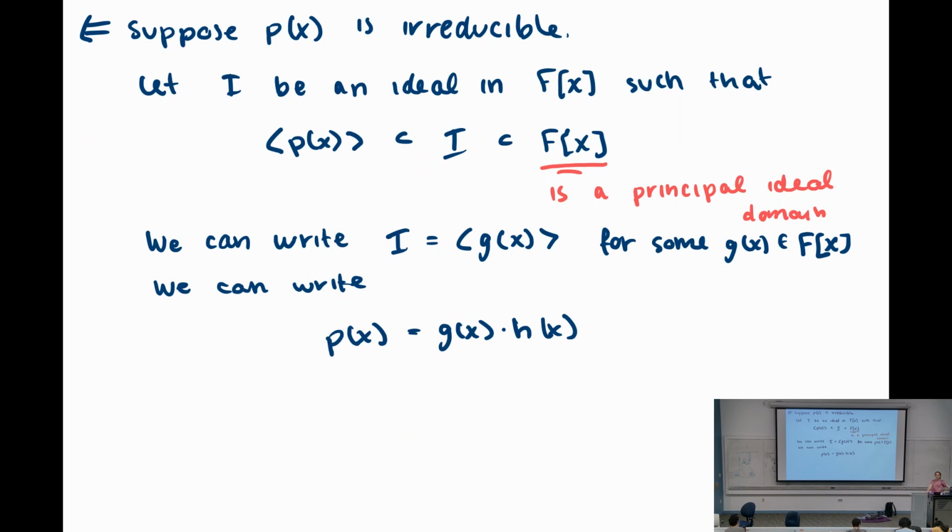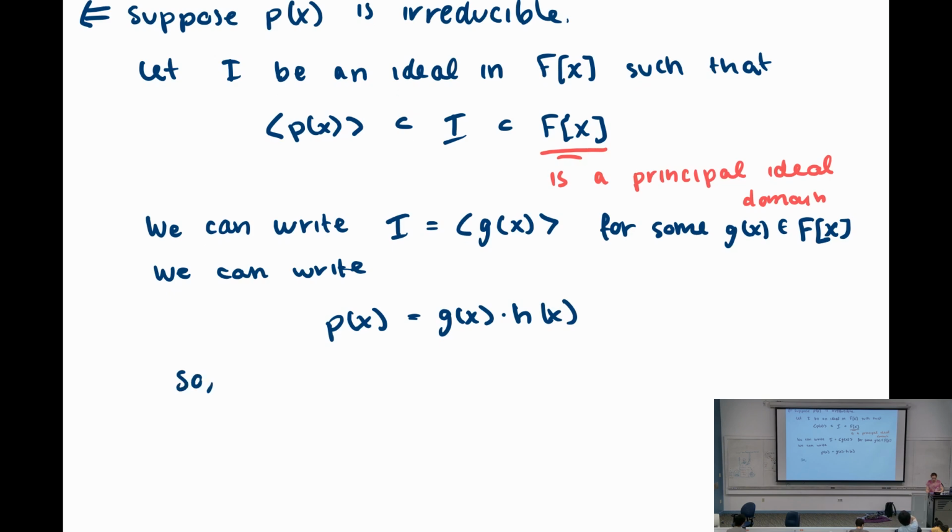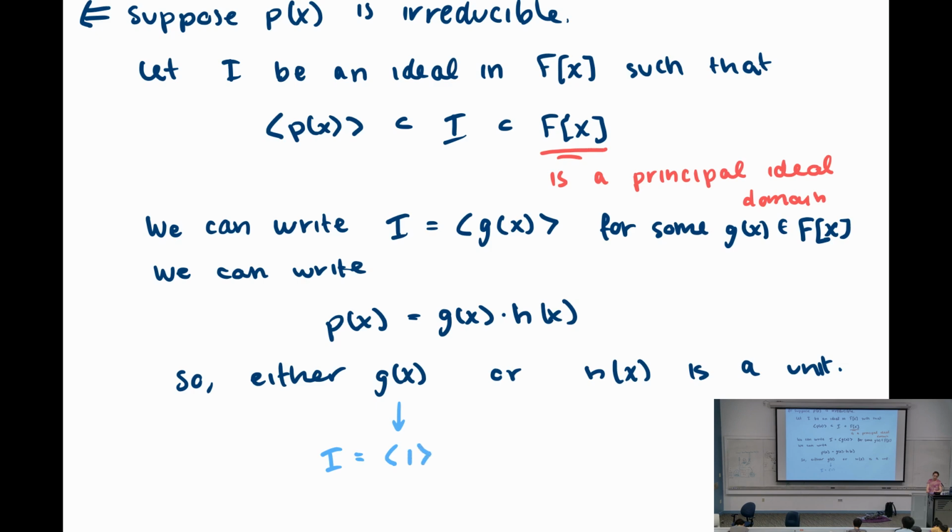Okay, so where should we go from here? Yeah, since p is irreducible, we know that either g(x) or h(x) has to be a unit. So let's see what happens in either case. If g(x) is the unit, then that means that I is equal to the ideal generated by 1, which is the entire ring.